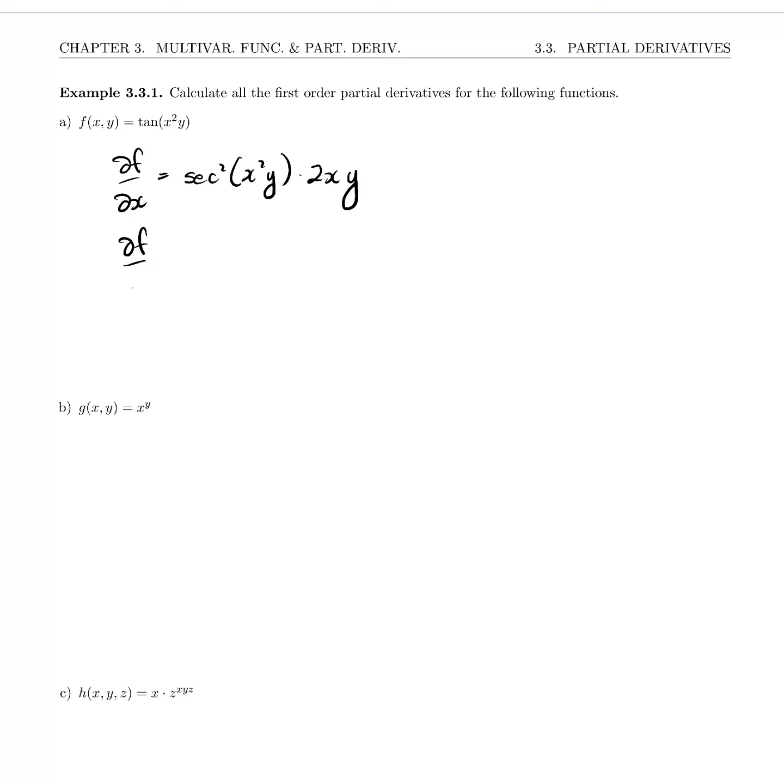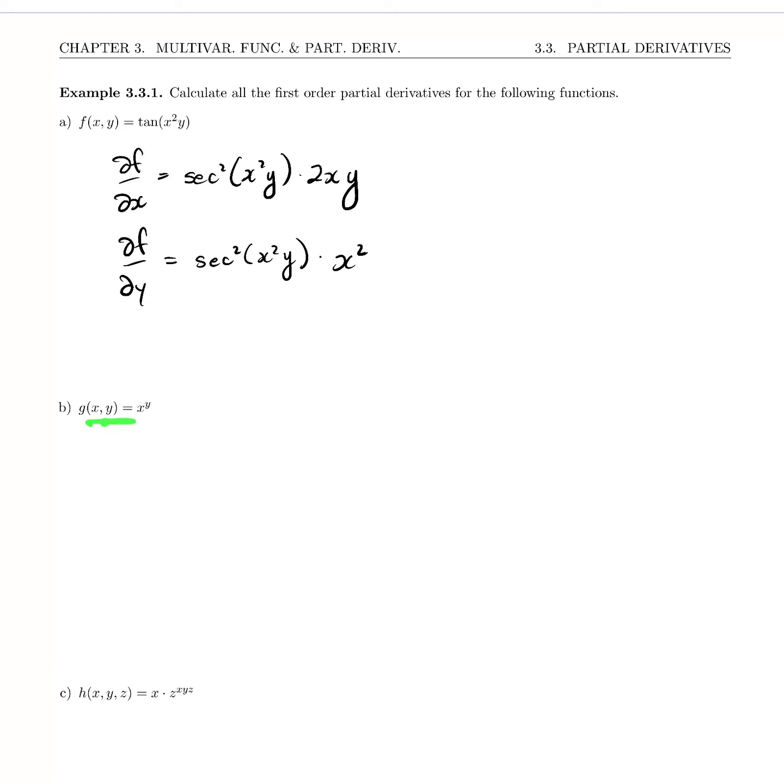If we want ∂f/∂y, we're going to do the same thing, but now we're going to pretend that x is a constant. Therefore, x squared is a constant. Any expression involving x will be just a constant. We have an outside function, the tangent, so the derivative is still the secant squared, keeping the same inside function. But now we're taking the derivative with respect to y, so we're pretending the variable is y, and that's going to leave us with x squared.